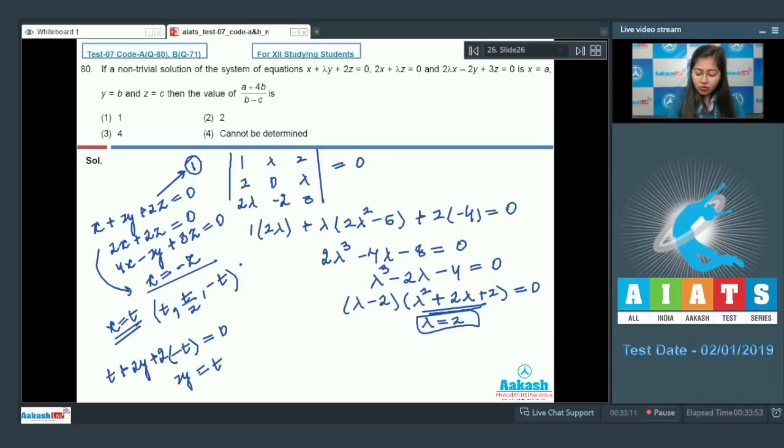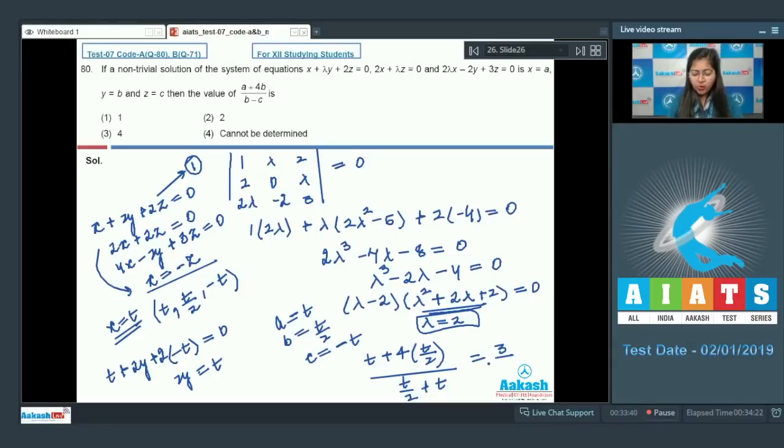Now it is given that the non-trivial solution is x equal to a, that is a is equal to t and b is equal to t by 2 and c is equal to minus t. Hence we can find the value of a plus 4b, that is t plus 4 into b, that is t by 2, upon b minus c, that is t by 2 plus t. So this will be equal to 1 plus 2, that is 3, upon 1 plus 1 by 2, that is 3 by 2. So this is equal to 2. Hence the correct answer will be option number 2.